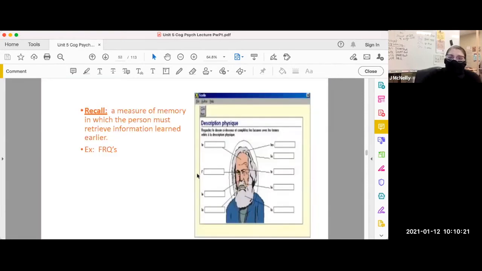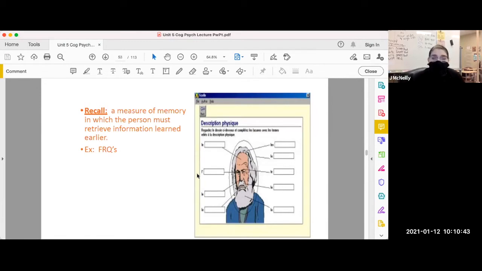Okay, so recall is a measure of memory where you have to retrieve the information that you have previously learned, but you don't have any hints or anything priming you to that. Okay, so you can't guess. Okay, you can't do process of elimination. You have to purely know it. And so this is the more difficult form of retrieval.